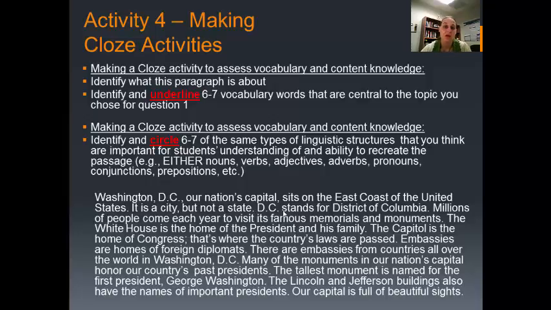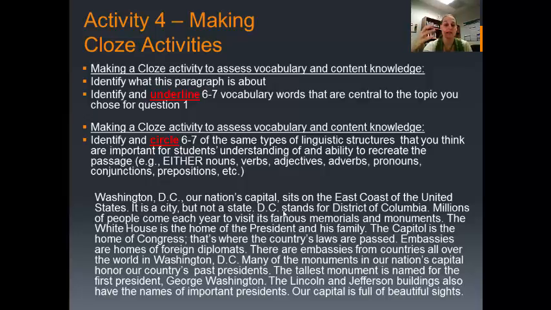So in the first activity, what I want you to do is read the paragraph and identify what the paragraph is about. Okay. Once you figure out that this is the main topic of the paragraph, I'd like you to underline 6 to 7 vocabulary words that you feel are central to that topic. Okay?